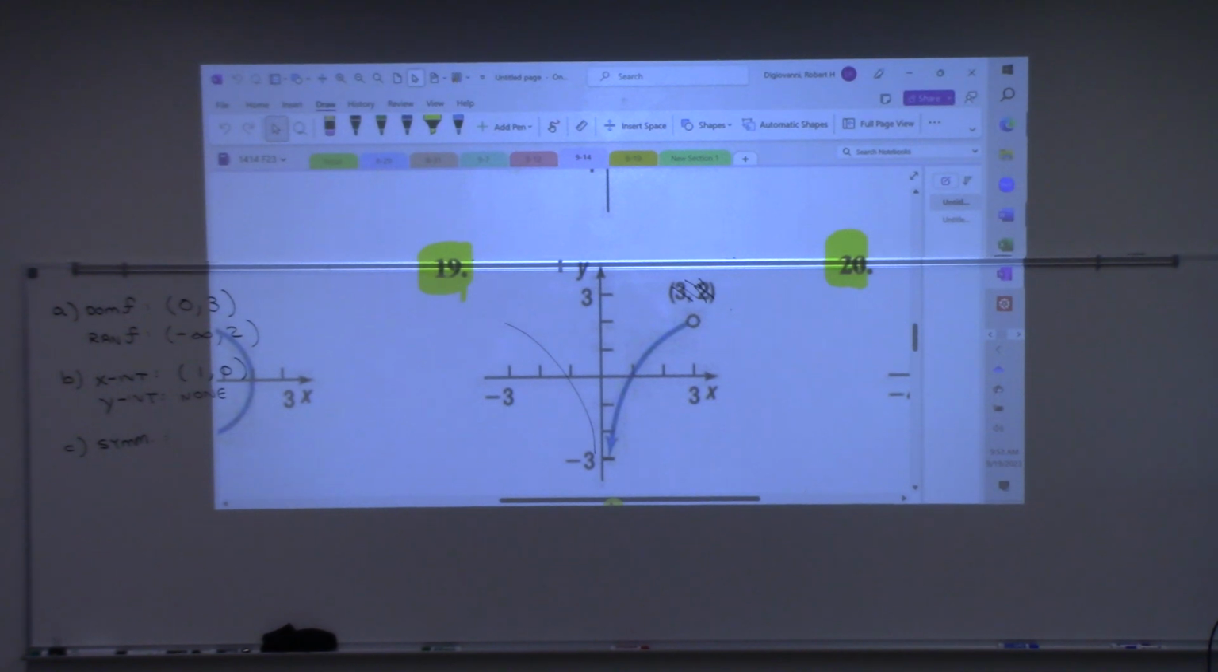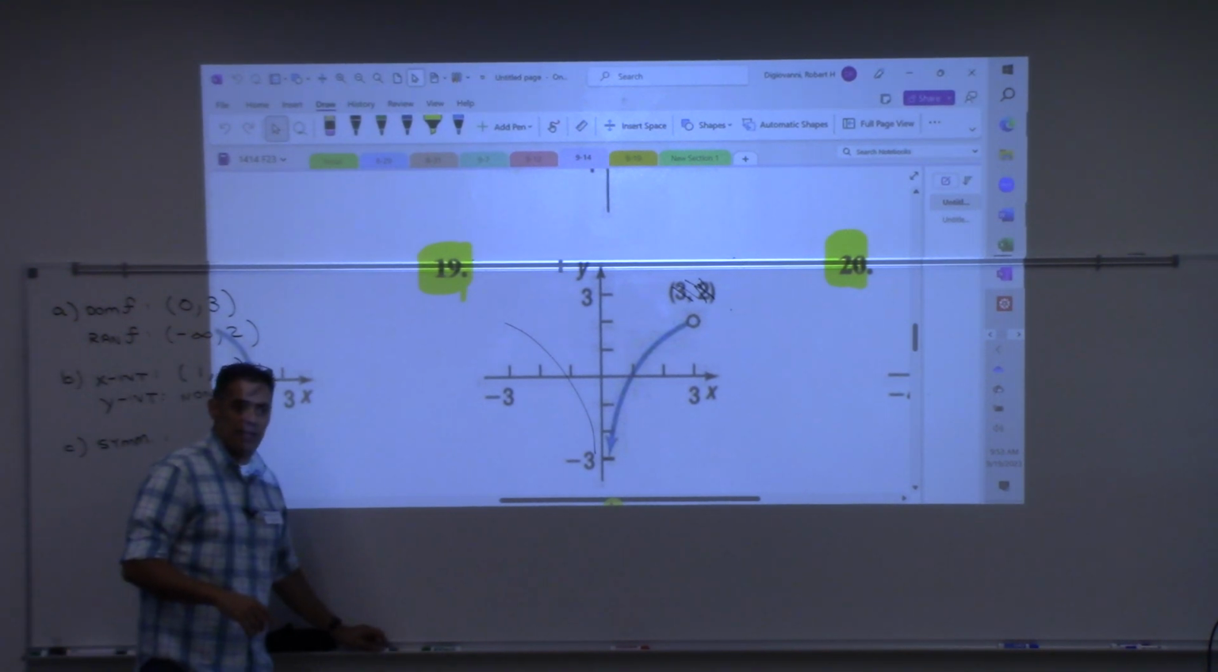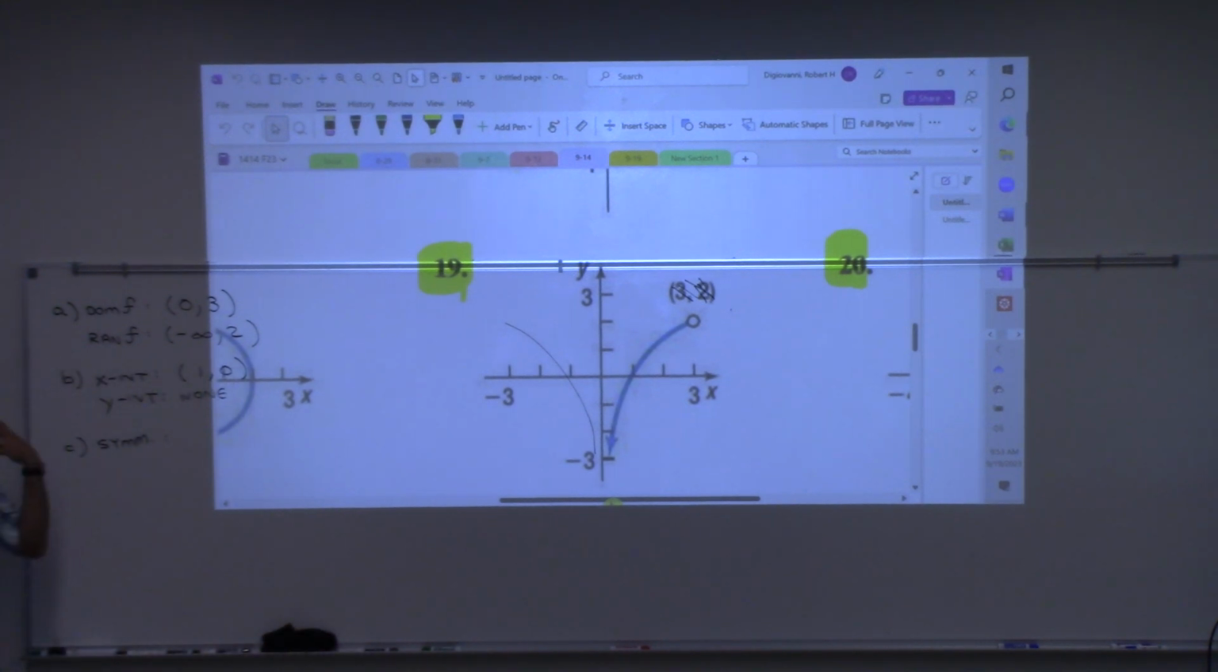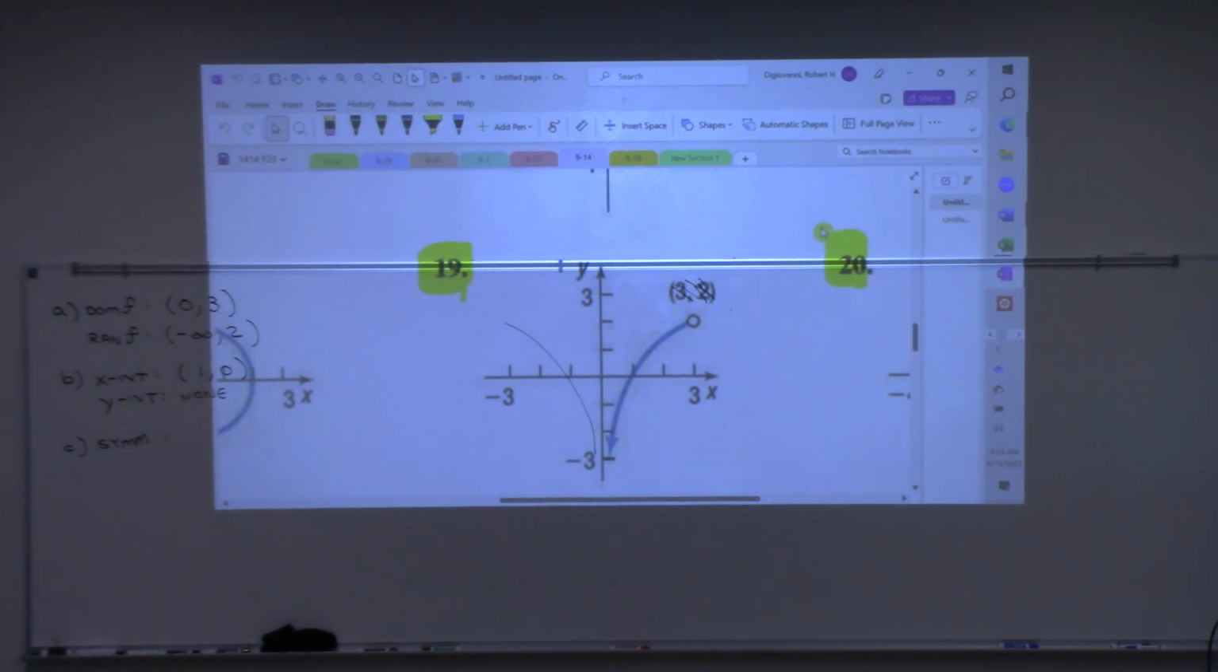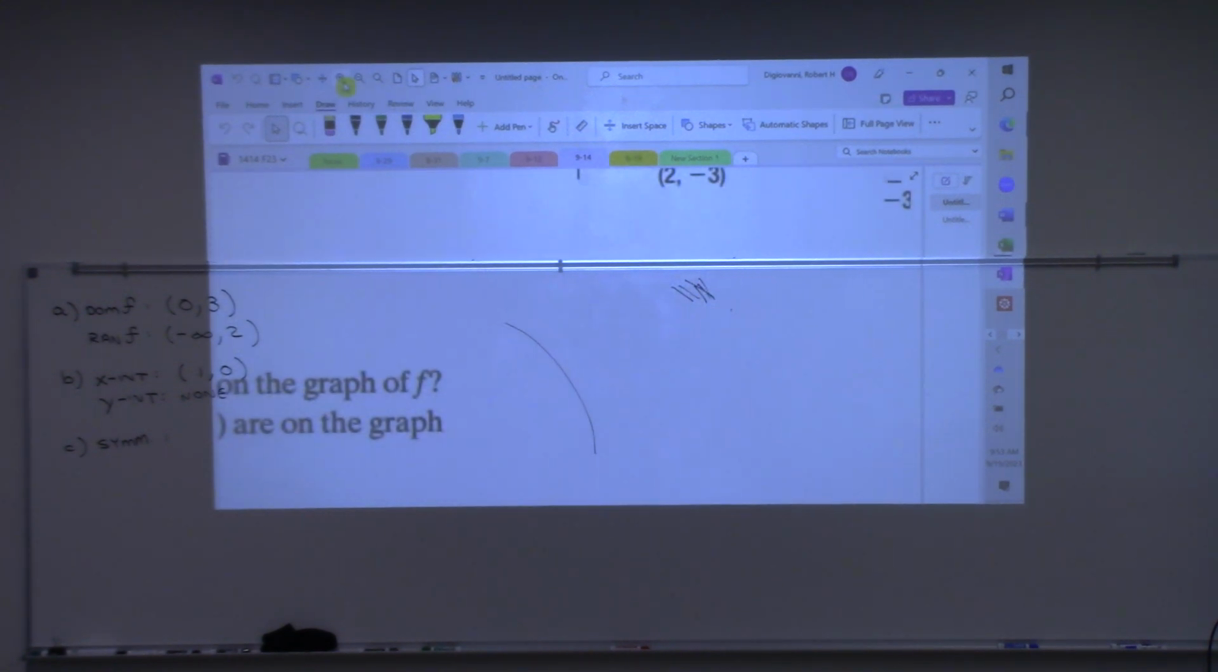Okay, I hope that helps get through the first concept of this section, which is just if we give you a graph, can you identify the values, intercepts, domain, range, symmetry? Let's see what else we got here.